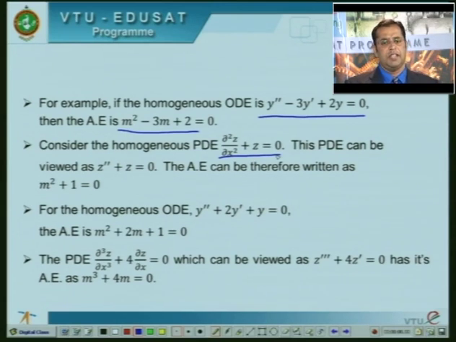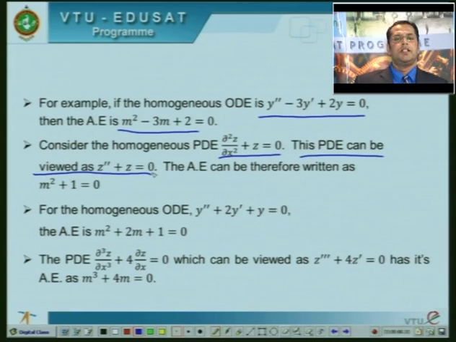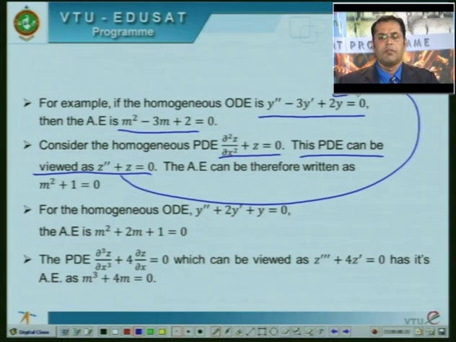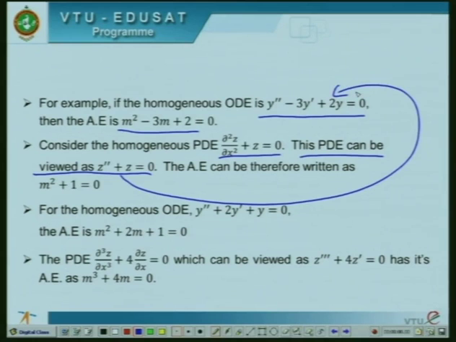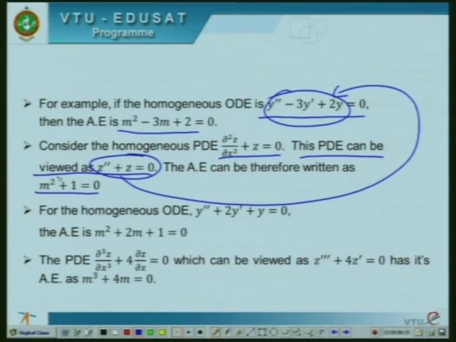As we explained in the previous slide, such equations can be considered to be ODEs also. So, this PDE can be conveniently viewed in the form z double dash plus z equal to 0, which is very much equivalent to the expression for the ODE, so that the auxiliary equation can be written as m square plus 1 equal to 0. Just like you write the AE for y double dash minus 3y dash plus 2y equal to 0, you can write a similar auxiliary equation for z double dash plus z equal to 0 in the form m square plus 1 equal to 0.